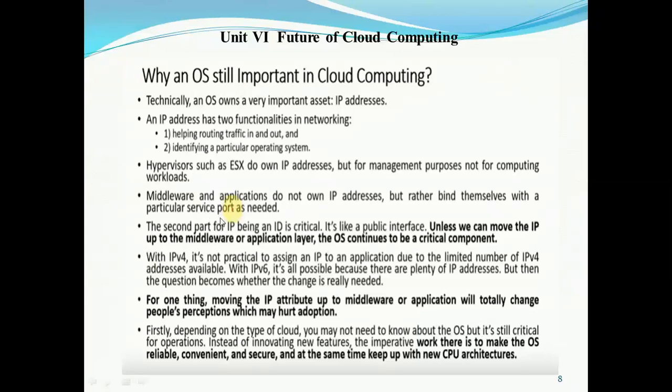The second part, the IP being an ID, is critical. It's like a public interface. Unless we can move the IP up to the middleware or application, the OS continues to be a critical component.